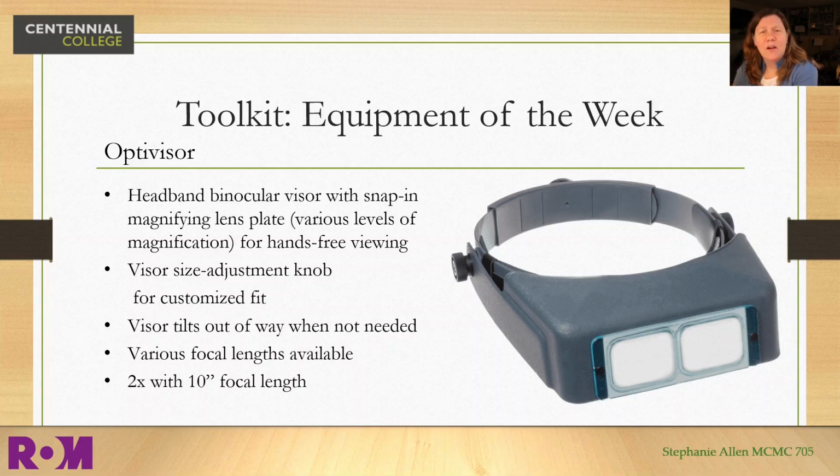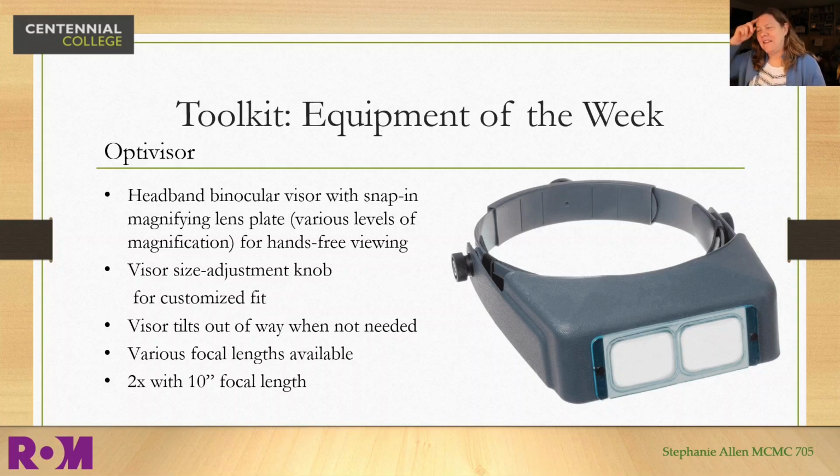It's one-size-fits-all as long as your head is in the realm of normal size. There's a knob on the back that you can just tighten up. And one of the advantages to having this is it gives you hands-free viewing. So no risk of dropping your magnifying glass or your jeweler's loupe onto an object. It's nice to have hands-free. You might have a flashlight or something like that that you need to be shining on the object. Trust me, this will be the first thing you want to get for your kit.